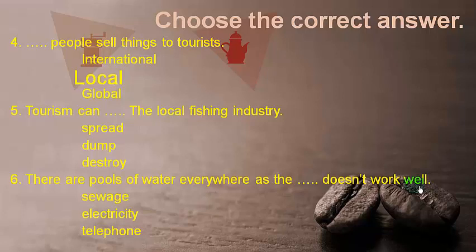Okay. Number five, tourism can what the local fishing industry. Remember when we were talking about the bad things about tourism and how it can destroy farms, how it can end the existence of the grazing animals, how it can harm and affect the fishing industry. So of course it's not going to be spread or dumped, it's going to be destroyed. Tourism can destroy the local fishing industry.